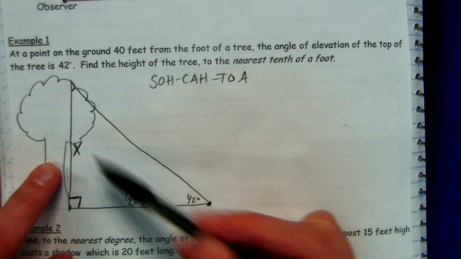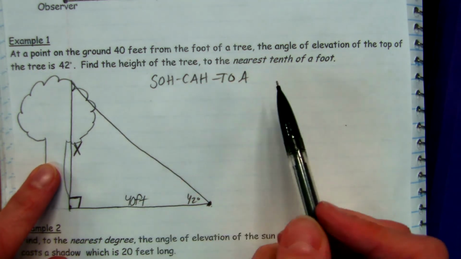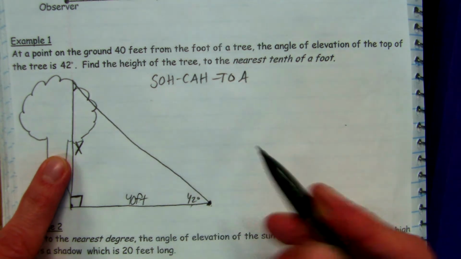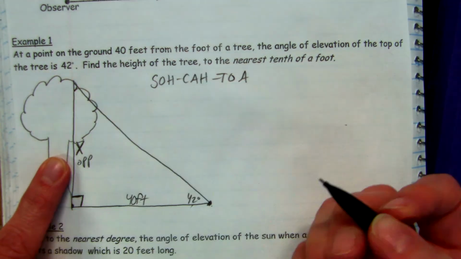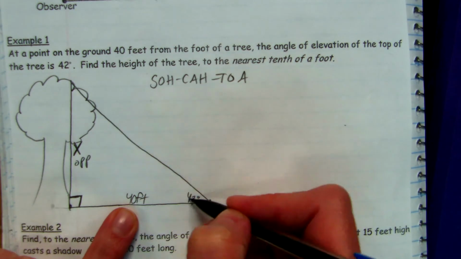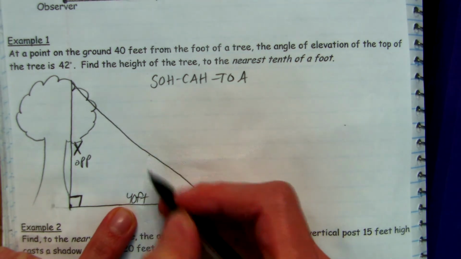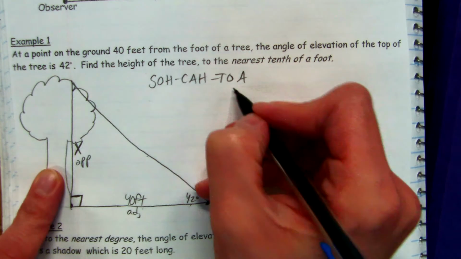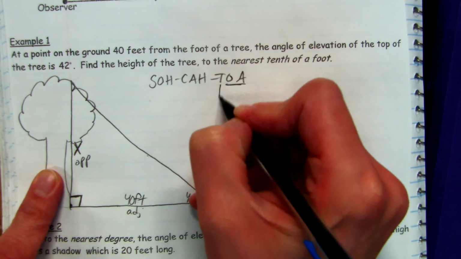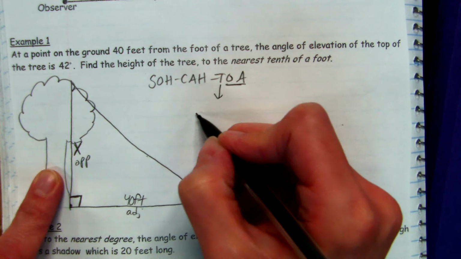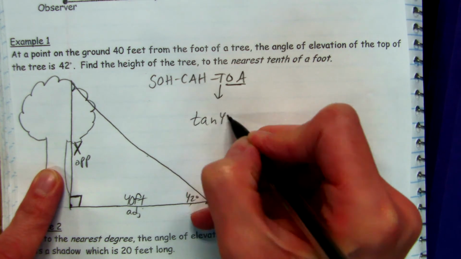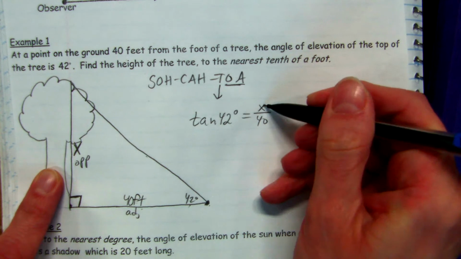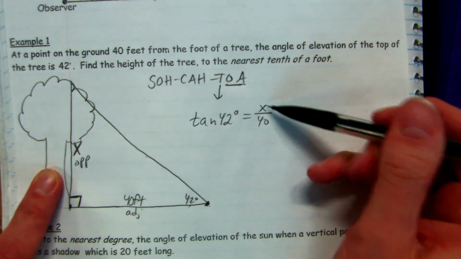So we want to label our sides, see what sides we have, and figure out which part we're using. So the x is what we're looking for, which is across from 42. Which side would that be? Opposite. That's the opposite, or O. And then this is next to the 42, but it's not the hypotenuse. So that would be the adjacent. So you need to find the one that has the O and the A. So that's the OA in TOA. And this tells us we're going to use tangent. So we'll have tangent of 42 degrees equals x over 40, because this is the opposite and adjacent. We go in order, TOA.